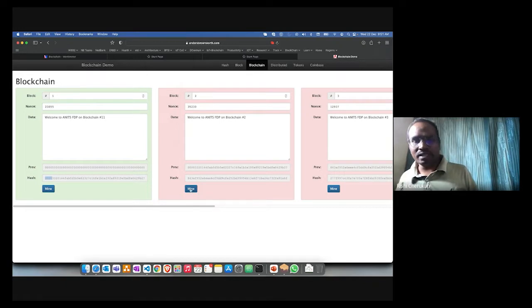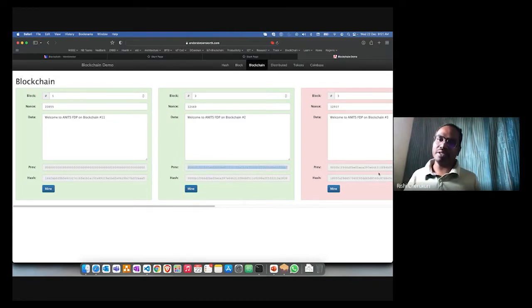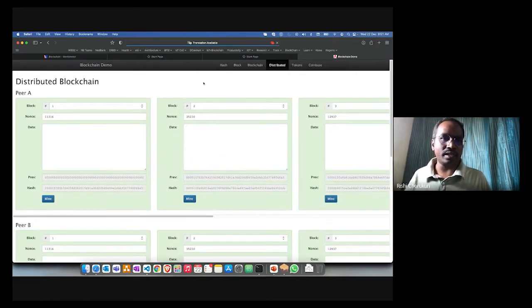So similarly, this is your first block. Your second block depends on your first block. And you can see that the first block has previous value as zeros, whereas the second block has previous value as whatever this hash value is that you see here. Okay, you can play with this website more offline.